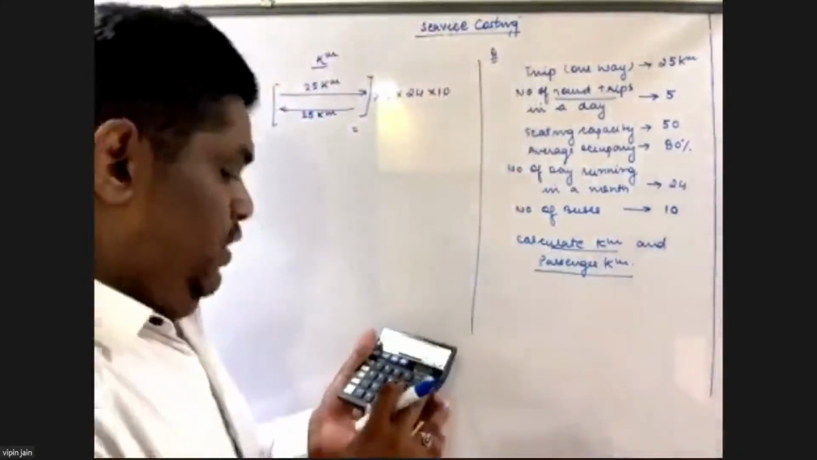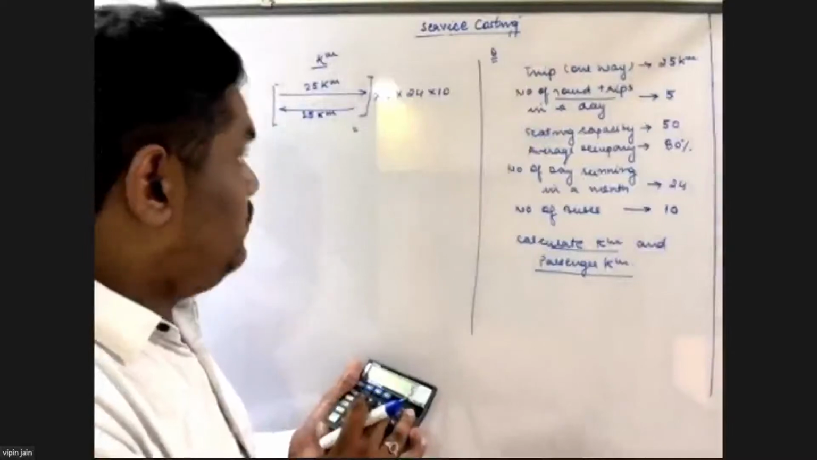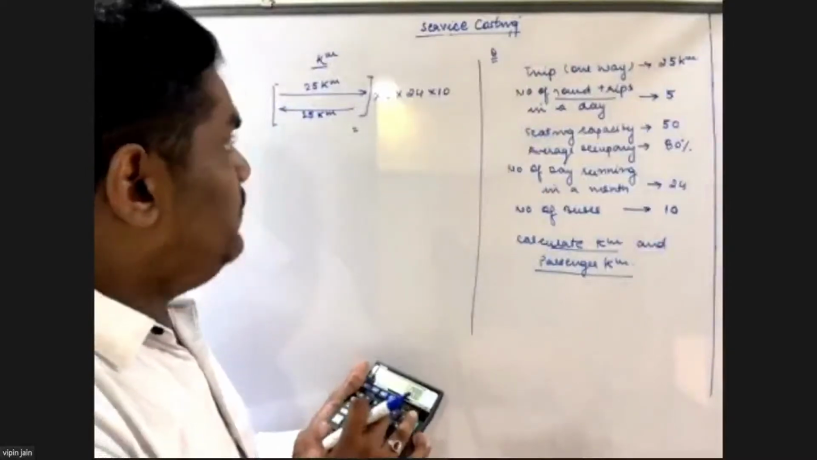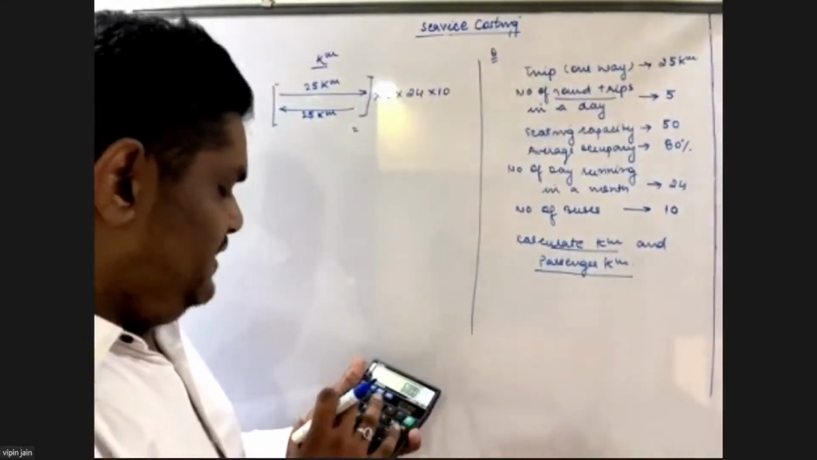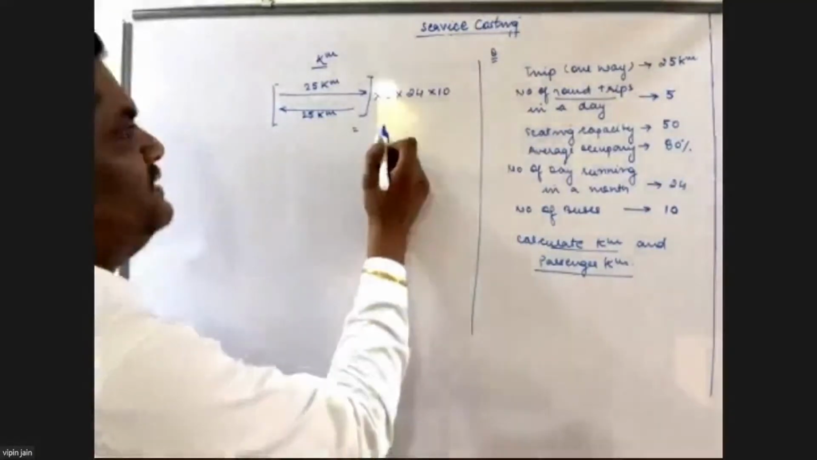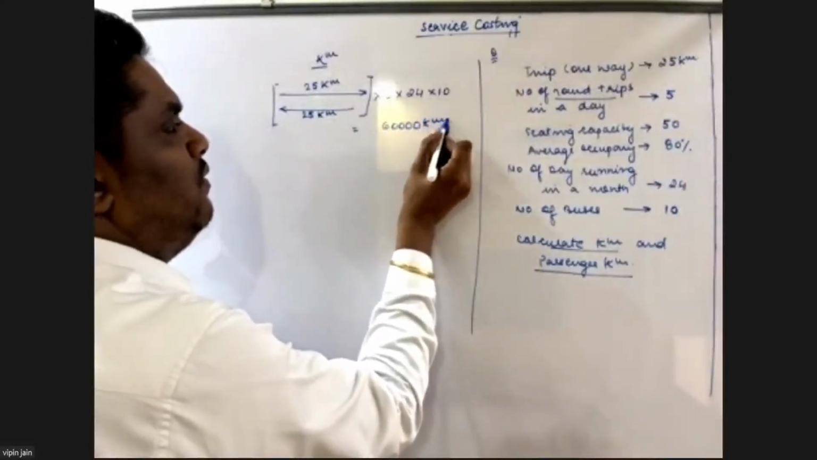So herein, 25 plus 25, it is 50 kilometers in a round trip, into 5 times in a day, into 24 days in a month, into total number of buses, 10. So it is 60,000 kilometers.